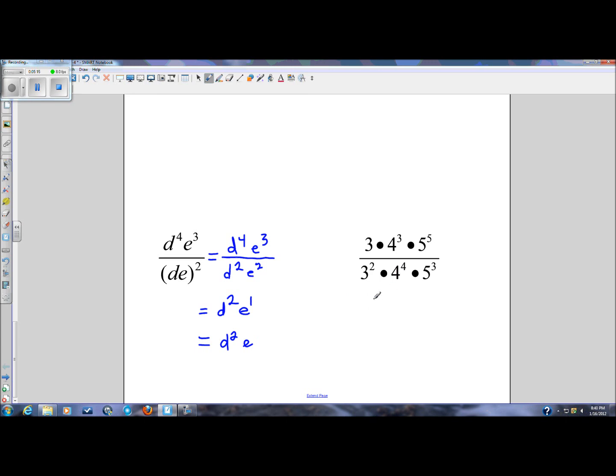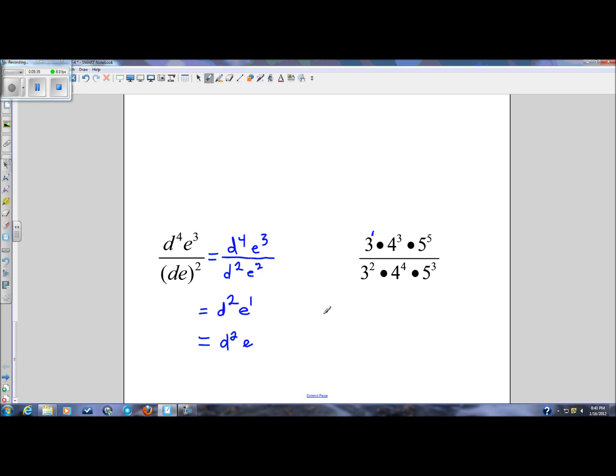One last one on this page. We've got 3 times 4 to the third times 5 to the fifth in the numerator. Let's just put a 1 on that first 3 for the exponent. And that's all divided by 3 to the second times 4 to the fourth times 5 to the third.